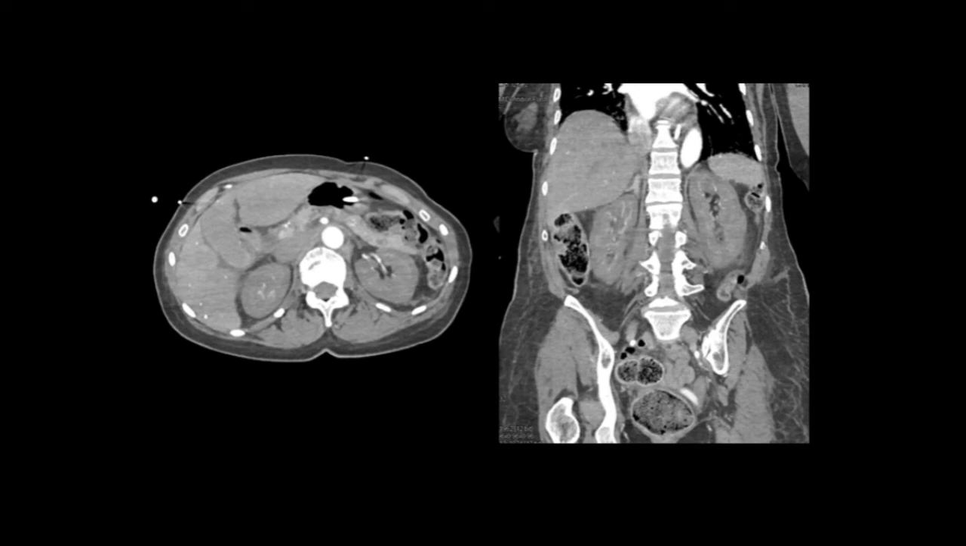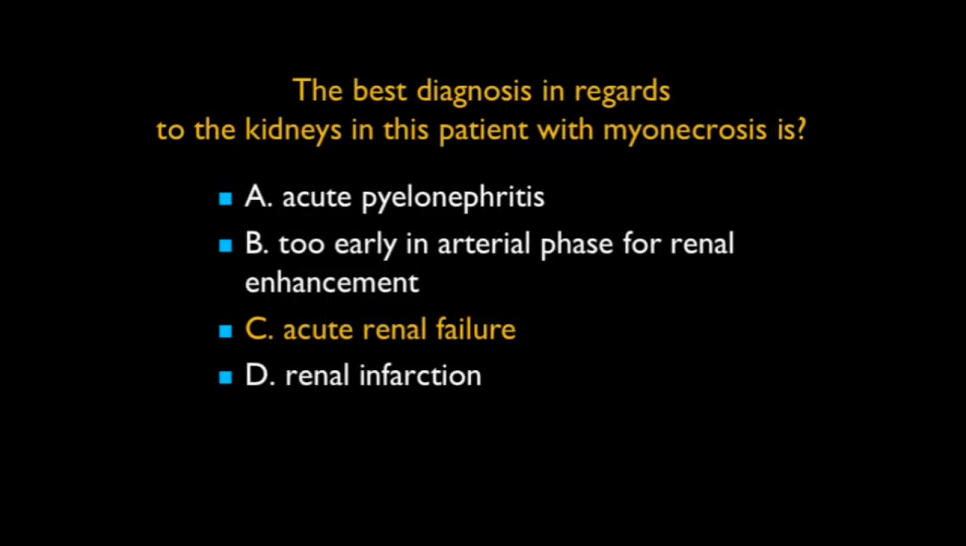Then you see wedge-shaped defects. It's not too early. On the early phase arterial, you always see good corticomedullary differentiation. Infarcts tend to be wedge-shaped. You can have global infarction where there's little, if any, enhancement, but bilateral global infarction I've never seen. But this is acute renal failure. Patients with myositis get myoglobinuria, and they can develop, due to tubular obstruction, acute renal failure, which indeed was the case in this patient. Just a wonderful example.